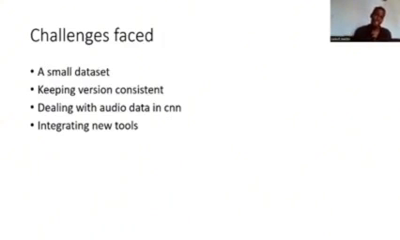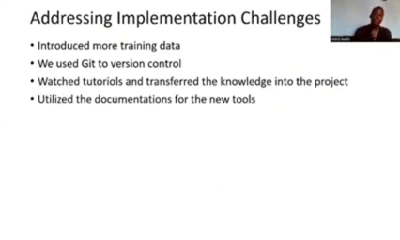Other challenges that we faced: the dataset. We used a small one, the DSD100, the smaller version. Then keeping the version consistent, dealing with audio data, since we are using the CNN model, which basically uses images. Then integration of new tools. We addressed those challenges by adding more training data into the dataset, since it had very few songs. I also used Git for version control. We watched tutorials. We also utilized the documentation.